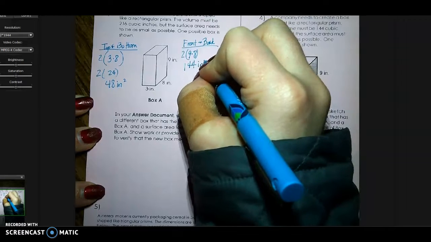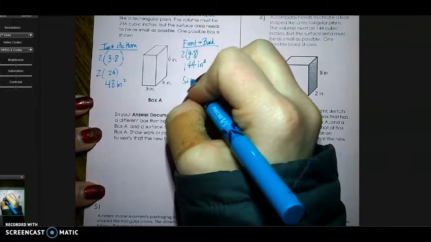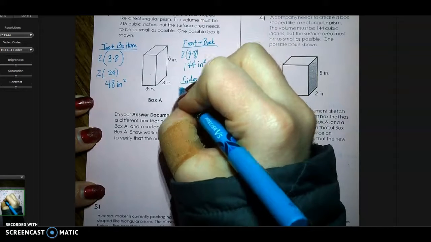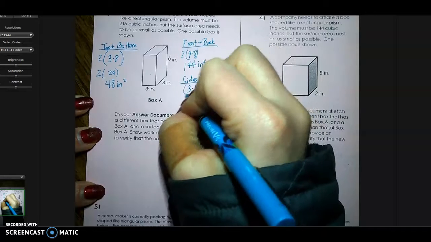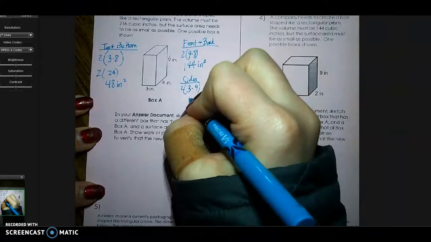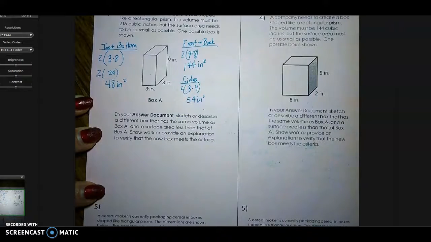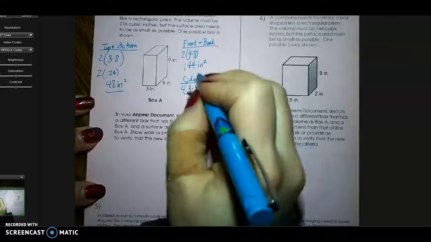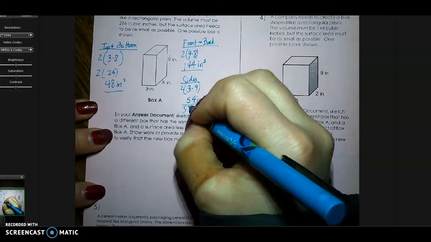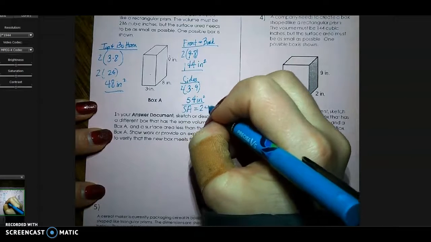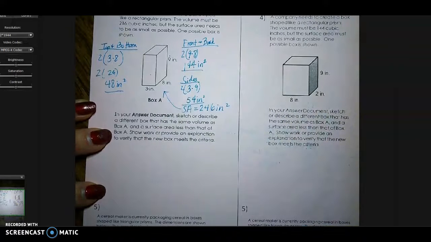inches squared. And then the sides of the box are going to be 3 times 9. And I have 2 of those once again, so 27, so 54 inches squared. So my total surface area when I add up my surface areas for all 6 of those sides, my total surface area is going to be 246 inches squared. That is the surface area of the current box.